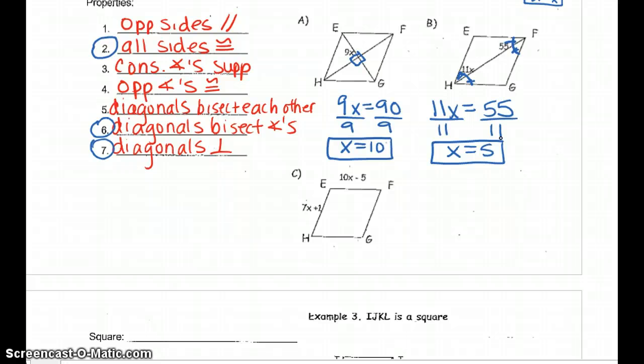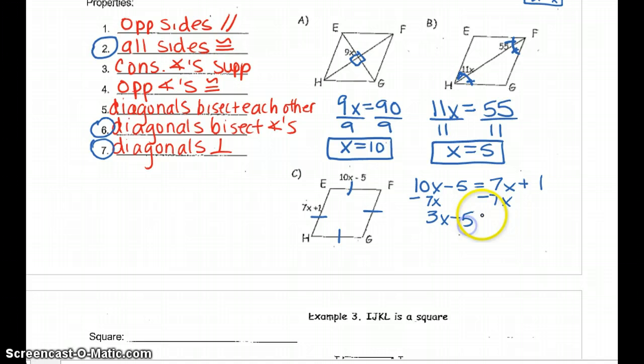In the final example, they give you 2 sides. In a rhombus, we know that all sides are congruent, which means we can set any 2 sides equal to each other. So 10x minus 5 equals 7x plus 1. To solve, subtract 7x from each side to get your variables all on one side, leaving you with 3x minus 5 equals 1. Add 5 to each side, so your constants are on one side. 3x equals 6, and divide both sides by 3 to get your final answer, which is x equals 2.